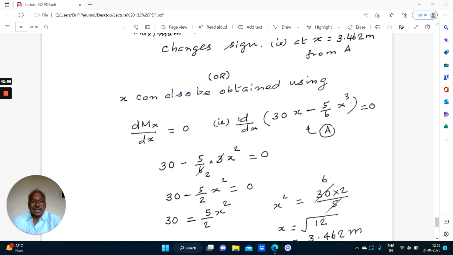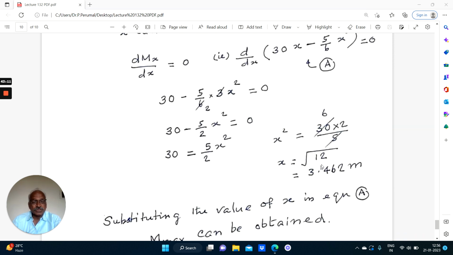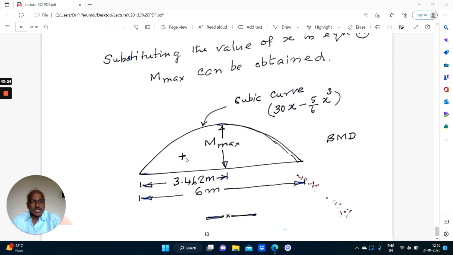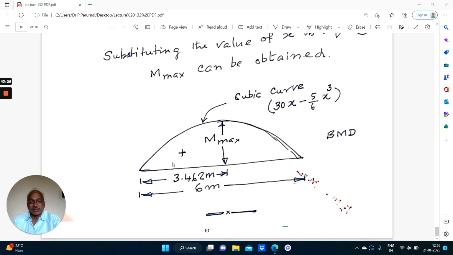That is d by dx of, at the point of maximum bending moment, dMx by dx will be equal to 0. Or d by dx of, this is the equation A, 30x minus 5 by 6 into x cube equal to 0. This on differentiation with respect to x will give you this equation, and this equation has to be equated to 0. So that will also give you x equal to 3.462, giving you the location where the bending moment is maximum. So by any of the procedures we can follow, we can find out the location of maximum bending moment and also the maximum bending moment.